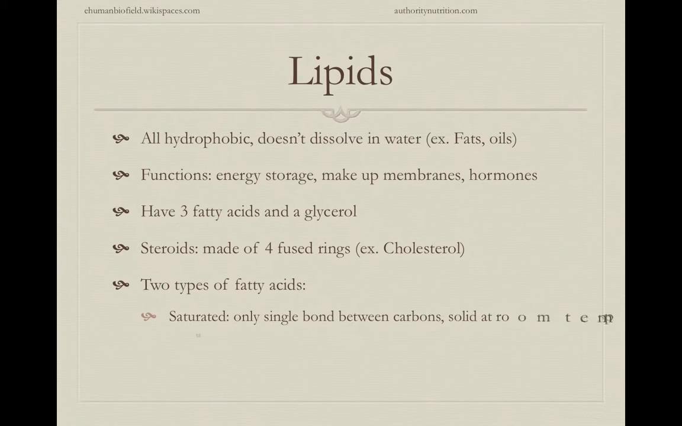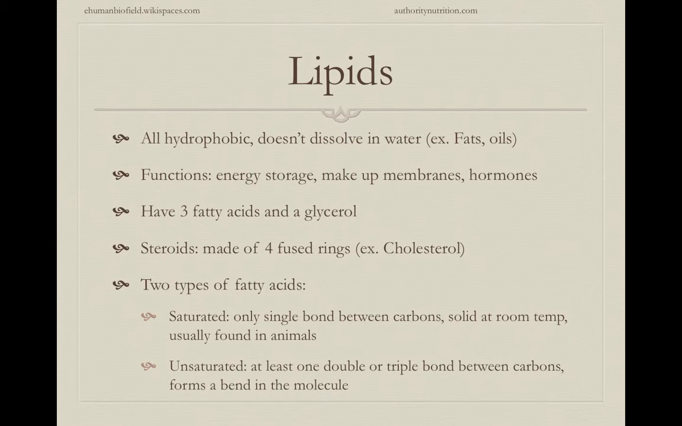There's a saturated fatty acid, which is only a single bond between carbons. So every single bond between carbons is single. There's no double, no triple bond at all. These are solid at room temperature, and they're usually found in animals. An unsaturated fatty acid has at least one double or triple bond between the carbons. So even if there's just one, it automatically becomes an unsaturated fatty acid. And this actually forms a bend in the molecule, and I'll actually show you that.